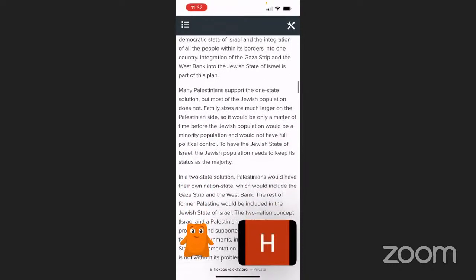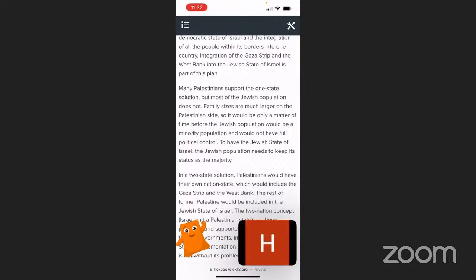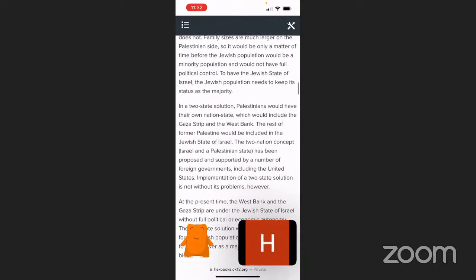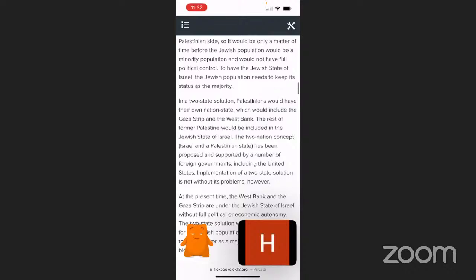Many Palestinians support the one-state solution, but most of the Jewish population does not. Family sizes are much larger on the Palestinian side, so it would be only a matter of time before the Jewish population would be a minority and would not have full political control. To have a Jewish state of Israel, the Jewish population needs to keep its status as the majority.